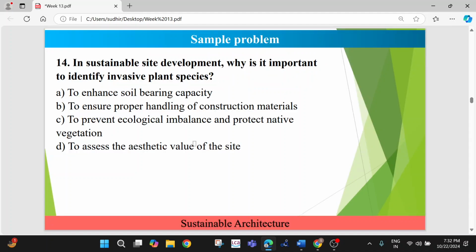Yes, sir. So here is the 14th question then. In sustainable site development, why is it important to identify invasive plant species? So I am talking about sustainable site development. One week of lecture was dedicated to the various parts of site development. So as per that, you try to answer why it is important to identify invasive plant species, what functions they serve, or why they are important.